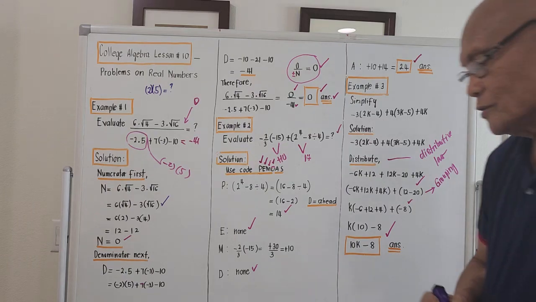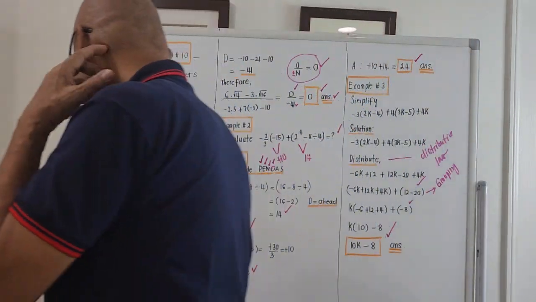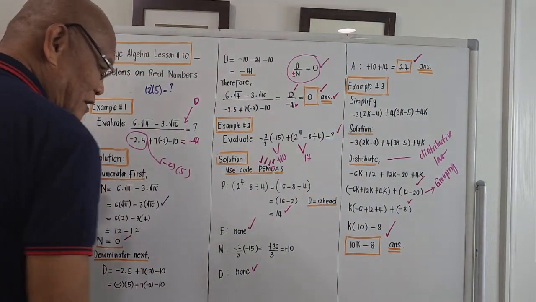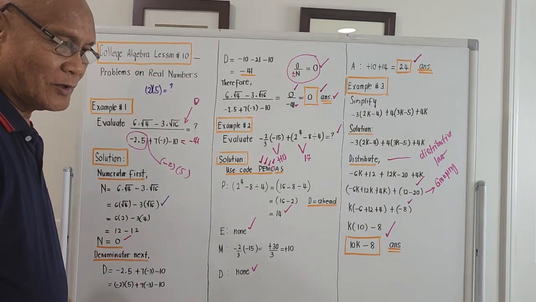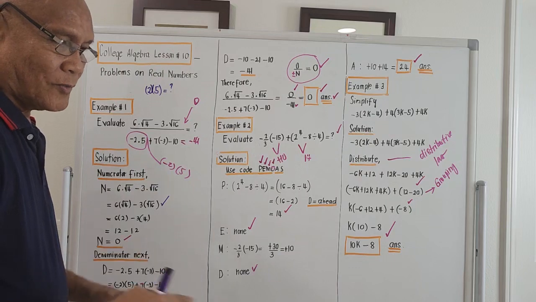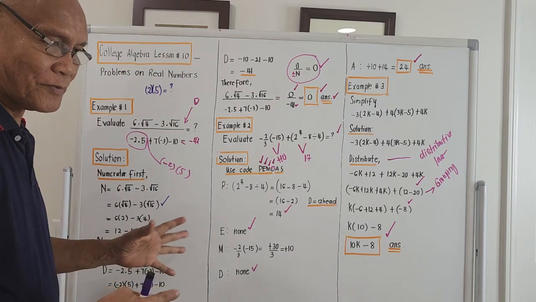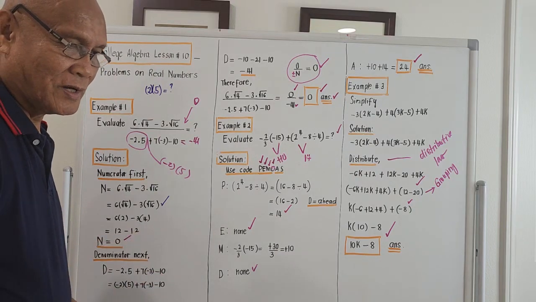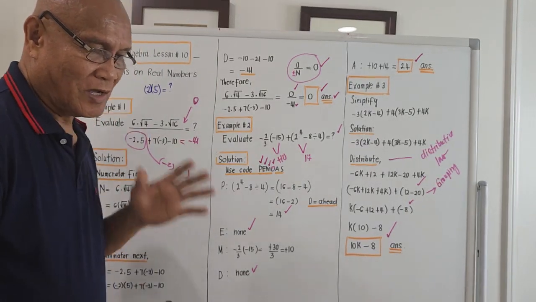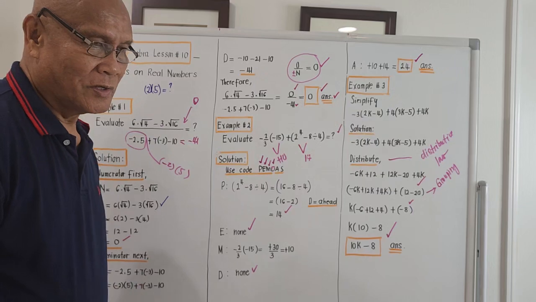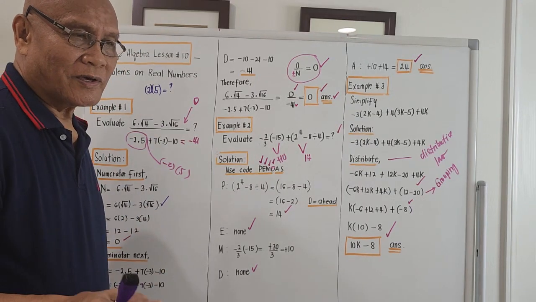So, as you can see it, guys, all our examples are actually a summary of the real number operations. It's on the fundamental operations, order of operations, and the properties of the so-called real numbers. The next time around will be linear equations, as how to solve a linear equations. Okay, that's it for tonight, guys.